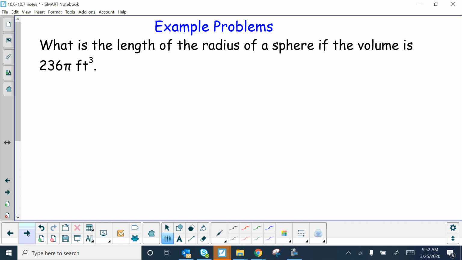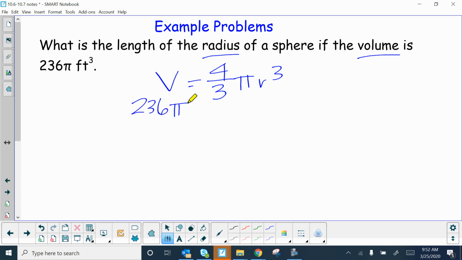Let's take a look at one more. I think that's the last one. Nope, 2 more. What is the length of the radius of a sphere if the volume is 236 cubic feet? So if I'm finding the length of the radius and I know the volume, I want to write down my volume formula. 4/3 pi r cubed equals the volume. Well, they gave us the volume, so I'm going to plug in 236 pi into V. And then I have 4/3 pi r cubed.